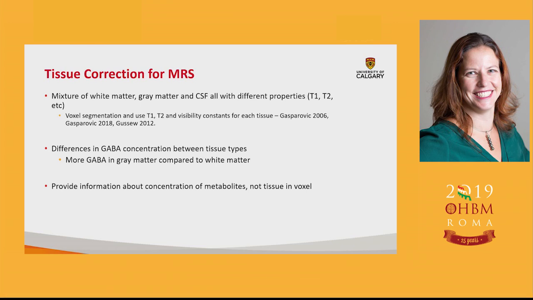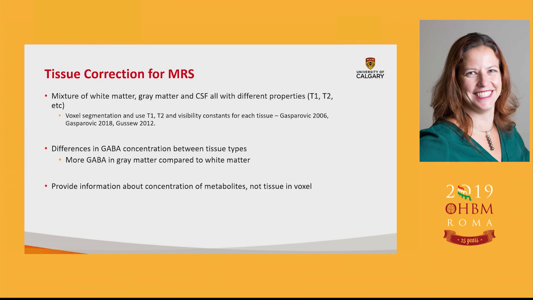In typical spectroscopy, we should also be doing this because different tissues, white matter, gray matter, and CSF, all have different T1, T2 properties, and we should correct for that when we're trying to quantify GABA. I'm not going to go into how to correct for the T1, T2 relaxation properties, but I will direct you to the Gasparovich papers from 2006 and 2018, as well as the Gusev paper in 2012, to work out those formulas to move from a relative signal intensity towards more absolute measures, if that's what you choose to do.